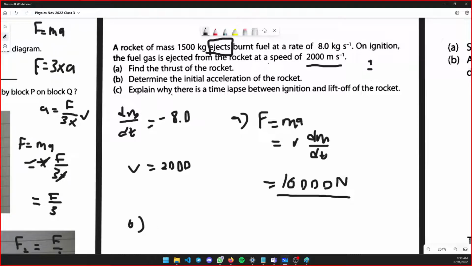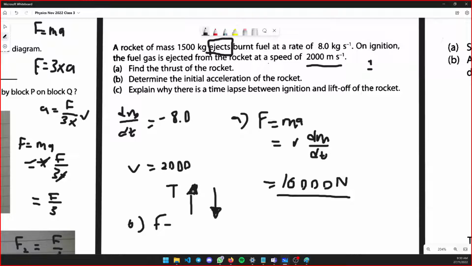Let's do B. Determine the initial acceleration of the rocket. Initial acceleration. So what do they mean by initial acceleration? You can remember it like this. F is always a product, a vector product. That means there is always some force acting on it. In this case, the thrust here is up. But what is pulling it down? What is always acting down on an object? If thrust is acting up, what is acting down?